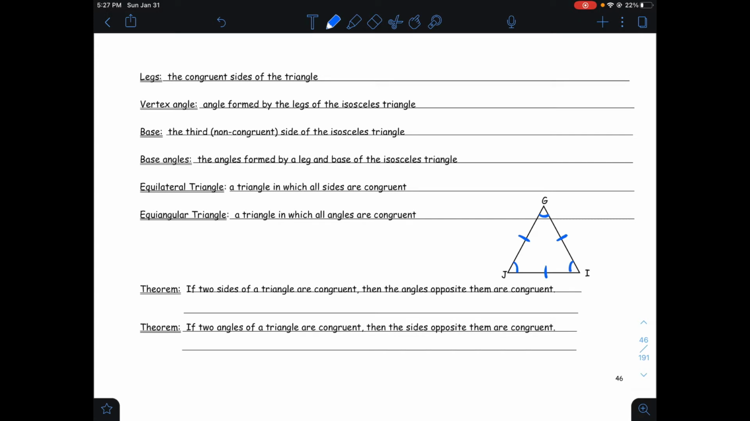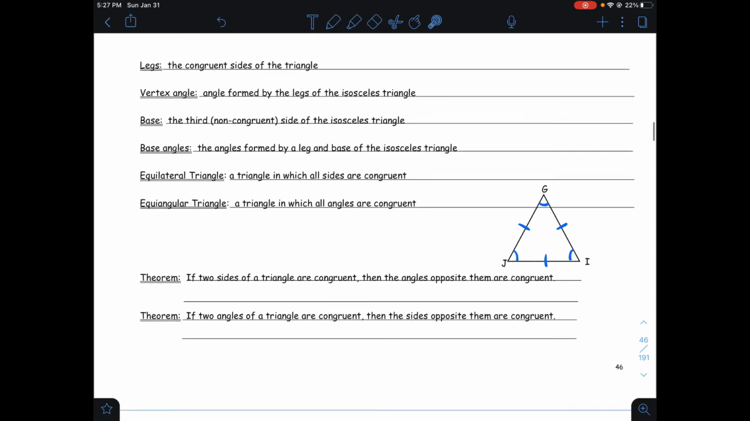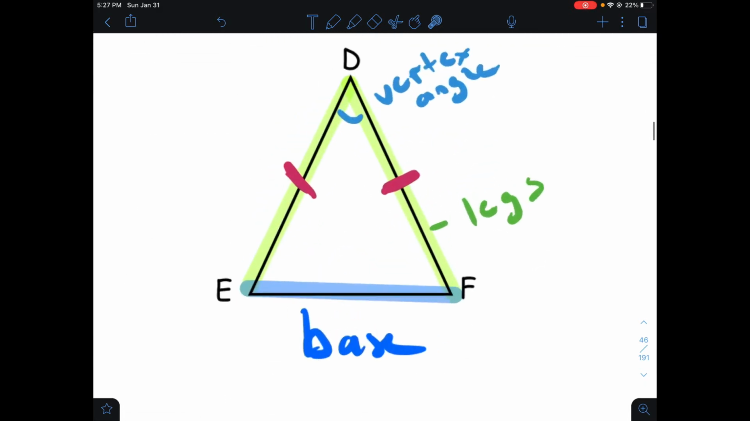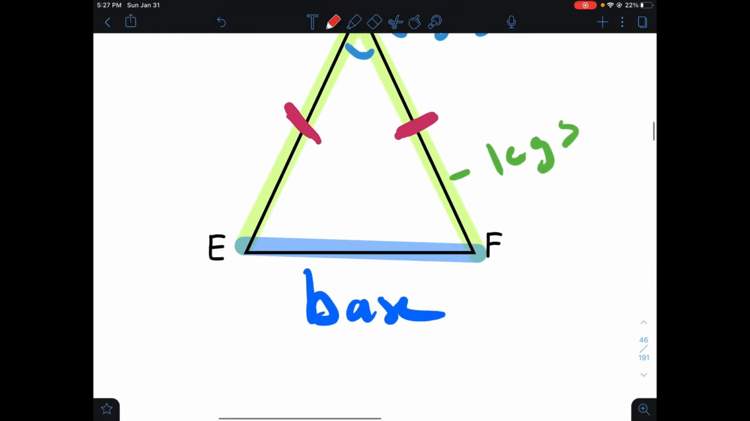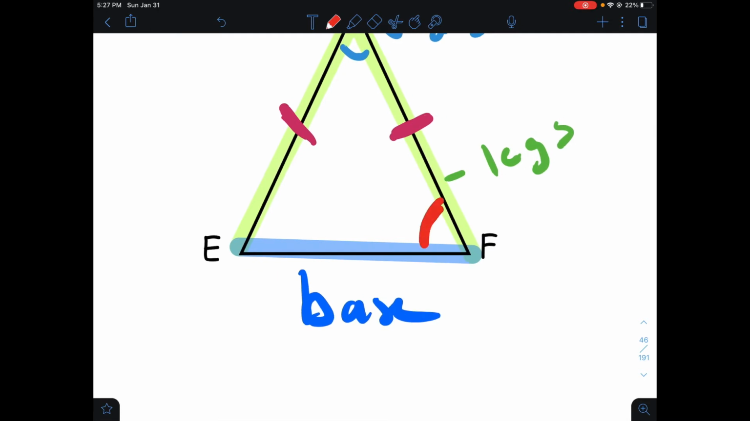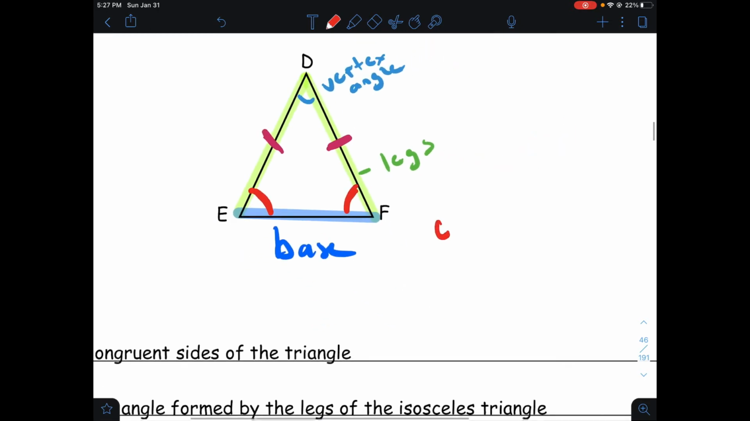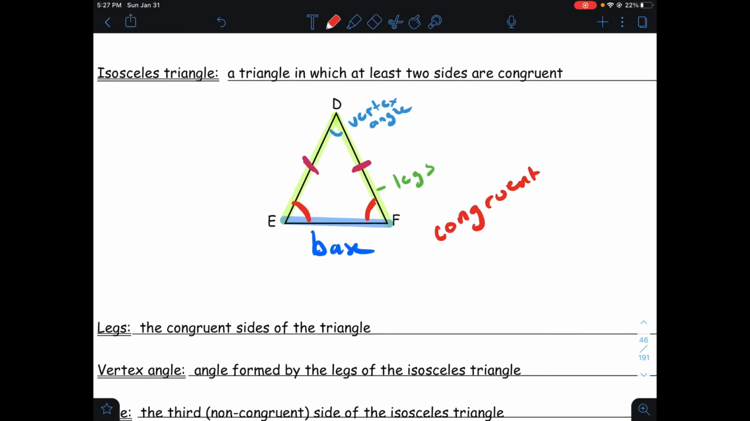Next it says, if two sides of a triangle are congruent, then the angles opposite them are congruent. So this is actually very important. So let's think about that again. If two sides of a triangle are congruent, then the angles opposite them are congruent. So let's go back and look here. We said that these green sides are congruent, right? These are our congruent sides. So that means that the angles opposite them are congruent. All right, so because these two sides are congruent, the angles opposite or across from them are going to be congruent as well.